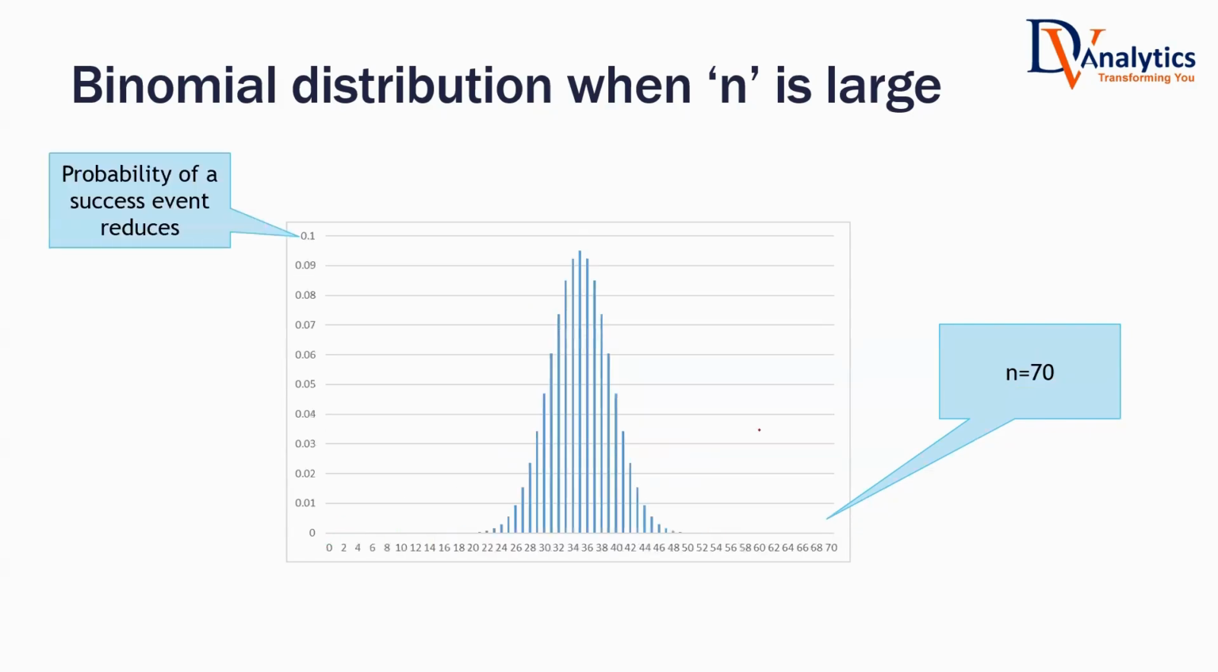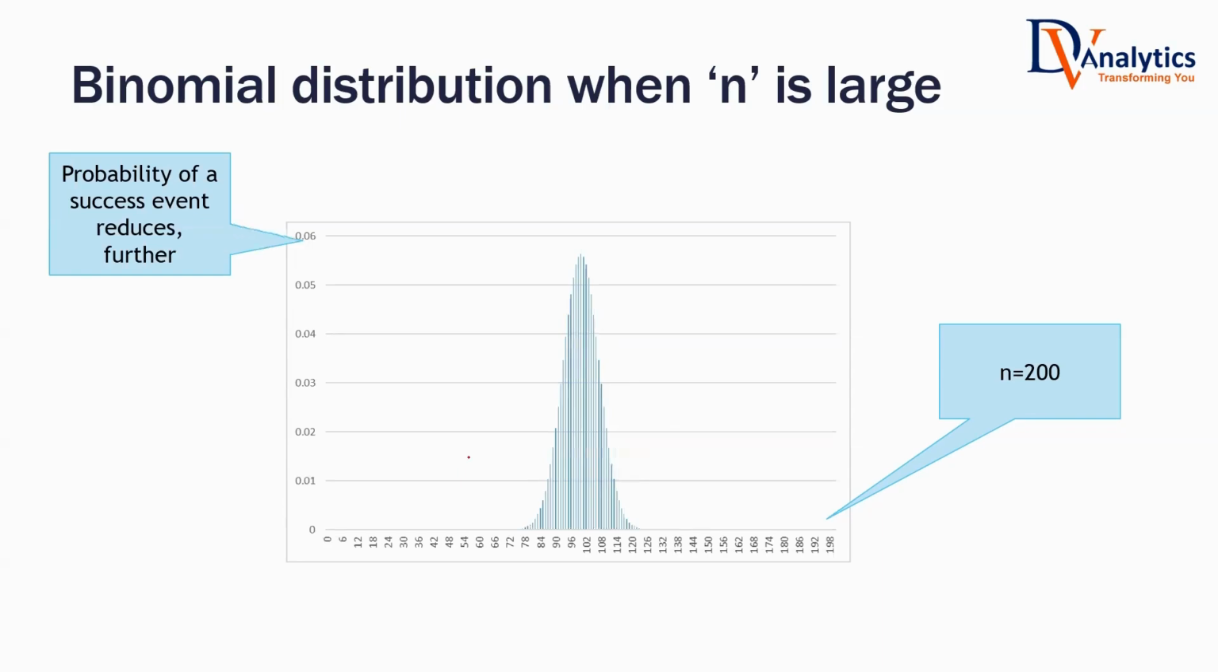If I repeat that process 70 times, tossing 70 coins, most often I may get 34, 35, 36 heads. But getting 70 out of 70 heads is extremely unlikely, though still possible, with very, very low probability. Getting 0 heads in 70 tosses is also very unlikely. If you repeat the process 200 times, most often you will get around 100 heads, but getting 0 heads or 200 heads is also very unlikely.